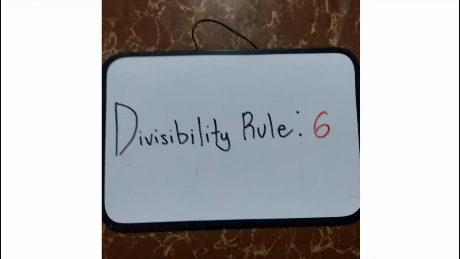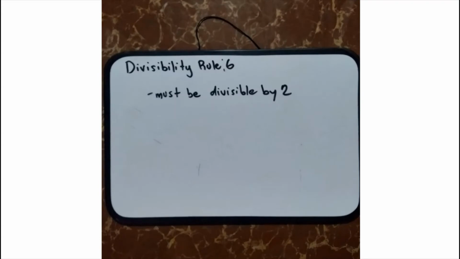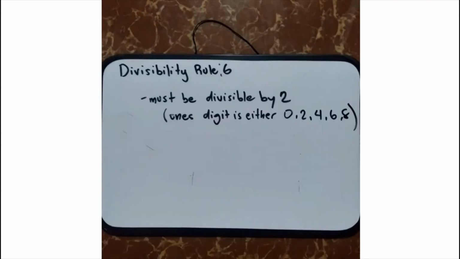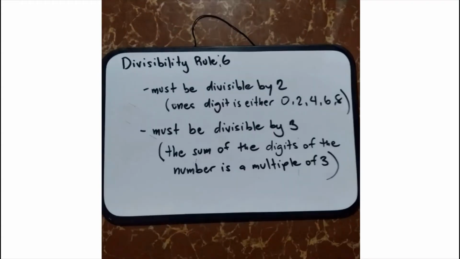Divisibility Rule 6. If a certain number is divisible by 2 and 3 as well, from that we can only say that the number is divisible by 6. Let's have an example.